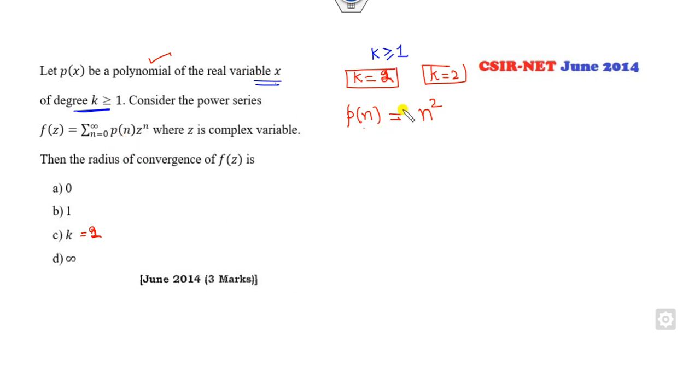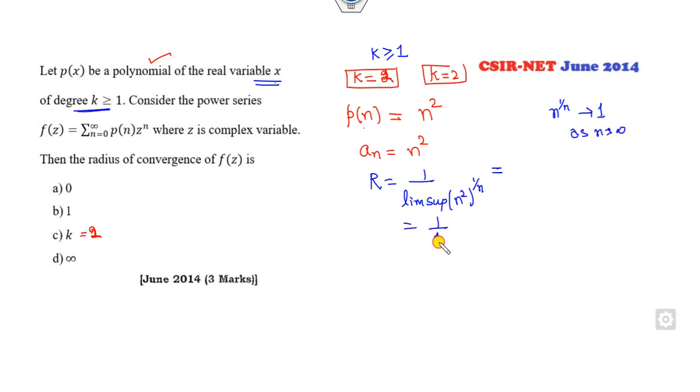Then the radius of convergence, what is that? So an will be my n square. Then what will be my radius of convergence? Limit supremum of an raised to power 1 by n. And we all know this value goes to 1 as n approaches infinity. So this is 1 over 1. It is my 1, which is the radius of convergence here.